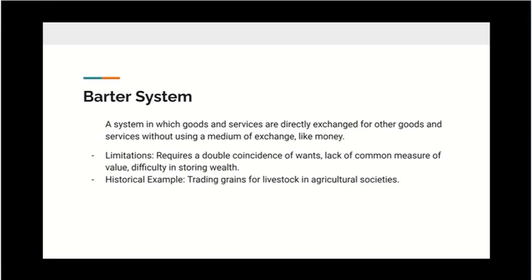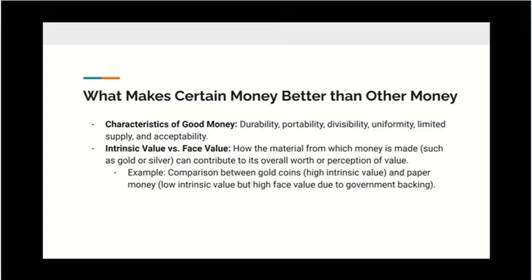Next, we're going to talk about a barter system. So before money was created, people relied on the barter system as an exchange where goods and services were traded directly for other goods and services. However, the system had significant limitations. It required a double coincidence of wants, meaning both parties had to have exactly what the other wanted. It also lacked a common measure of value and made storing wealth particularly challenging. So for example, imagine trying to trade a cow for multiple bags of grain. So it can get pretty complicated.